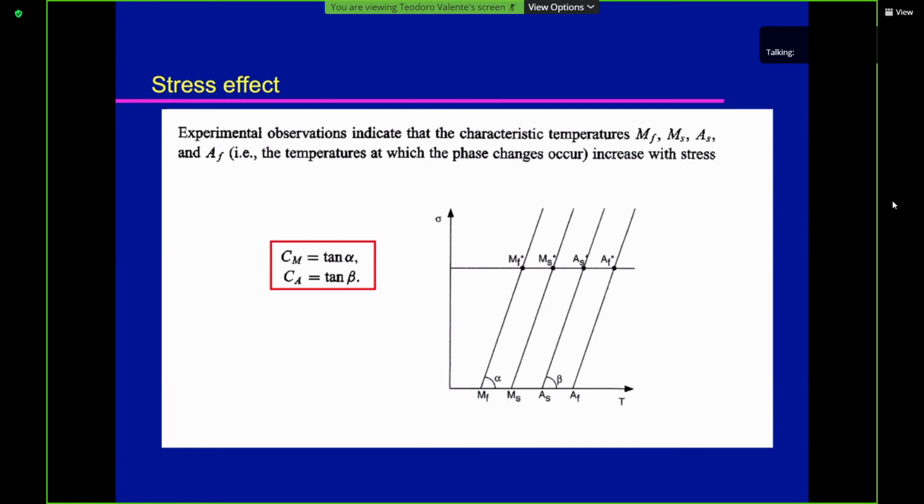capital letter M, and the slope of the variation of the increase of the austenite start and finish temperature is characterized by the tangent of the angle beta, which we define as C capital letter A.